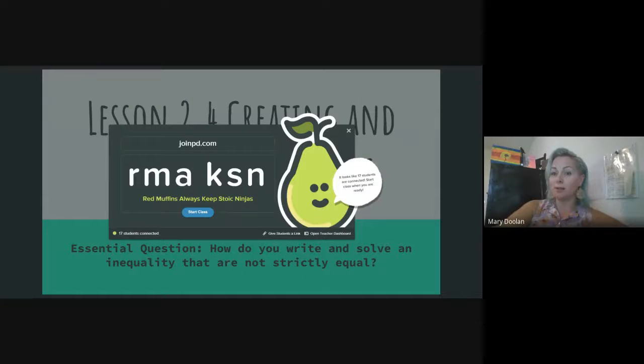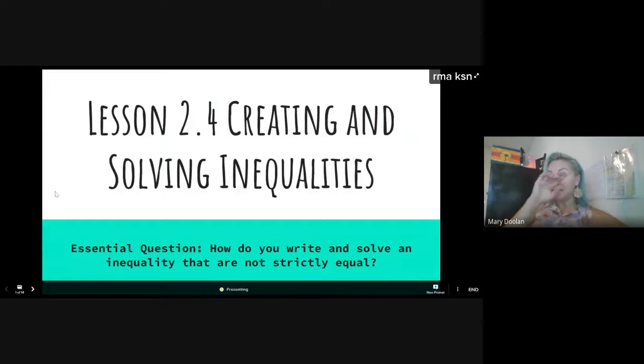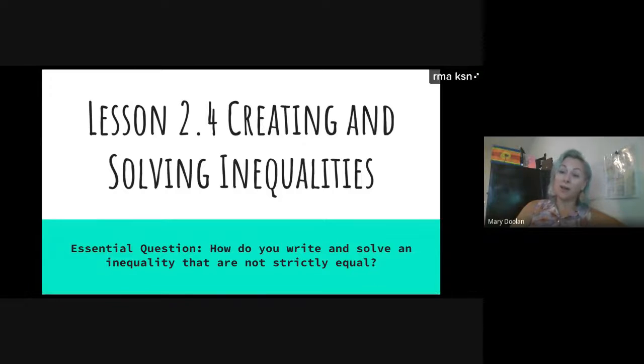Notes while we're going through it. Just participate. Okay. And so today's lesson is 2.4, creating and solving inequalities. The last time you worked with inequalities was probably 7th grade. They were big in 7th grade, and we didn't touch them in 8th grade. But now they're back again for algebra. And your essential question is, how do you write and solve an inequality?